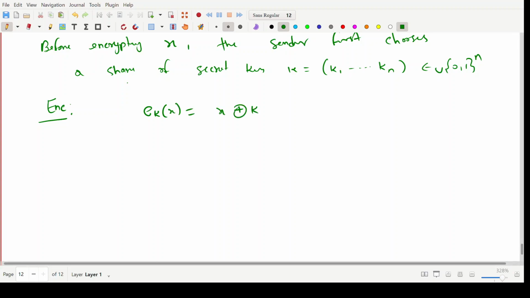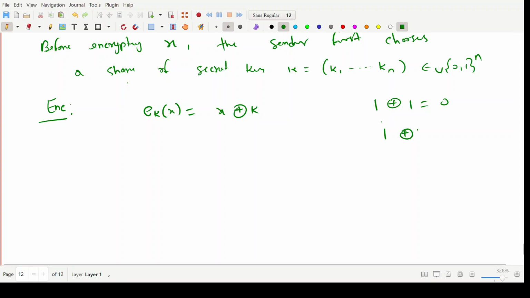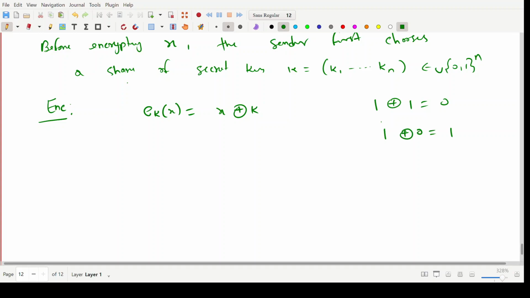What do you mean by XOR? Suppose I have 1 XOR 1, I will get 0. If I have 1 XOR 0, I will get 1. If I have 0 XOR 0, I will get 0. See, there is no carry forward. 1 XOR 1 gives 0. So this is what XOR means. And this XOR is component-wise. X is n bits, K is n bits, so it will be XORed component-wise.